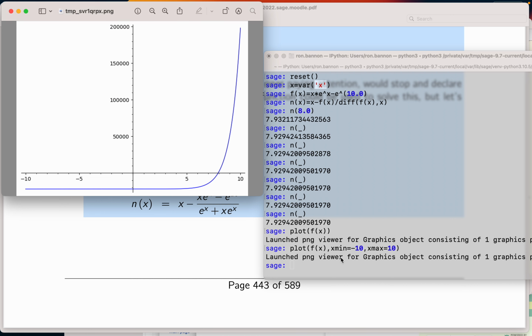And certainly looking at it, remember what I said about the guess. My initial guess was right over here. Was that going to be 5, 6, 7? It's around 8. It's a little bit below 8.